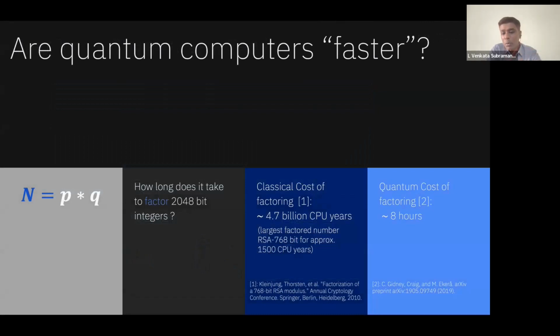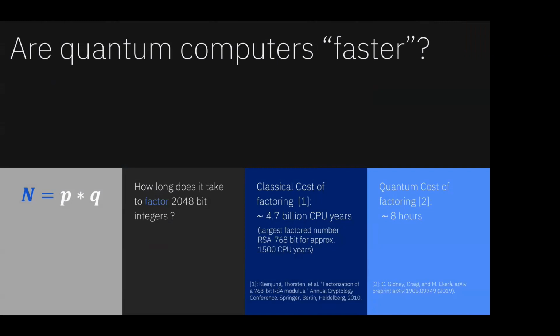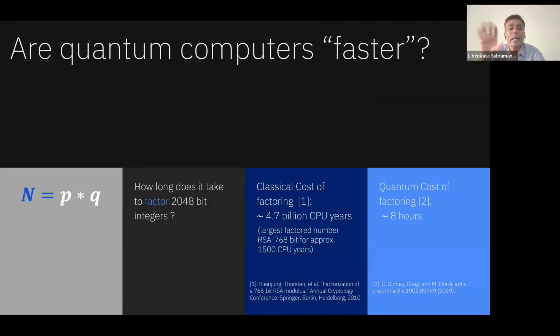Even though we are saying that this classical cost of factoring is 4.7 billion CPU years, that's a fact. That's true. If you try to do it on any of the fastest supercomputers today, that's how long it's going to take. But the cost of factoring on a quantum computer is a theoretical result today. We do not have quantum computers that can take a large enough integer and factor it for you.